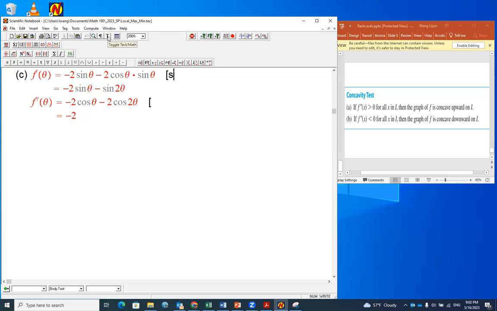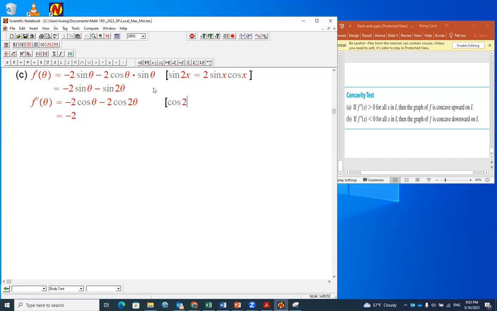Double angle sine: sine 2 theta equals 2 times sine theta cosine theta. The formula might use x, but if that's what you remember, it doesn't matter. Now the cosine double angle.